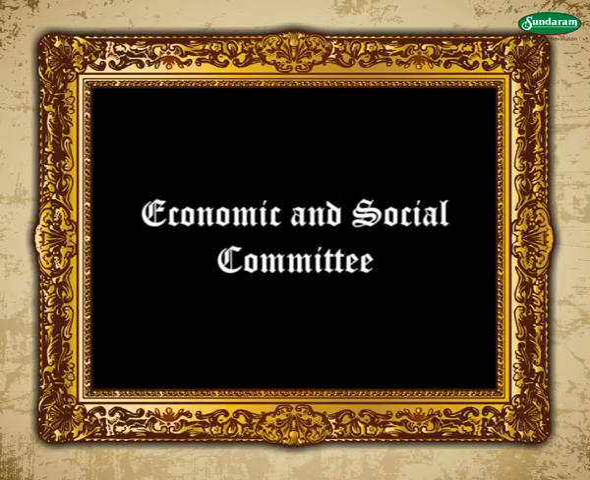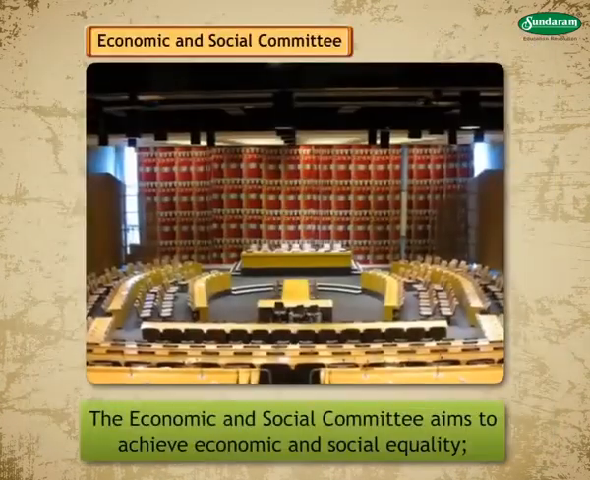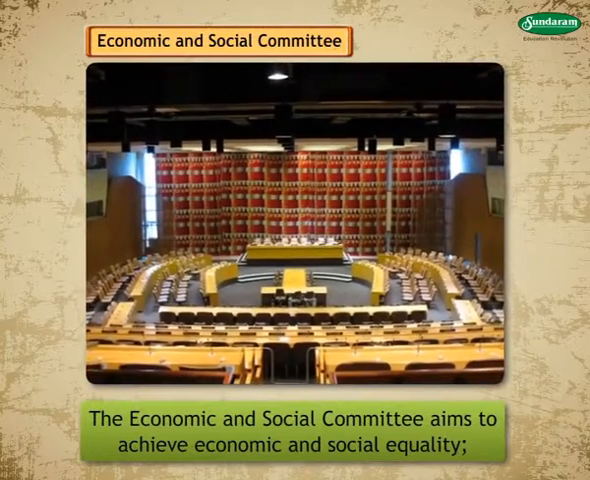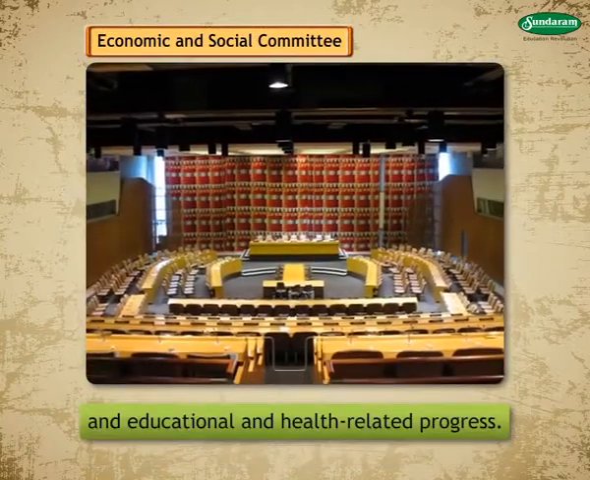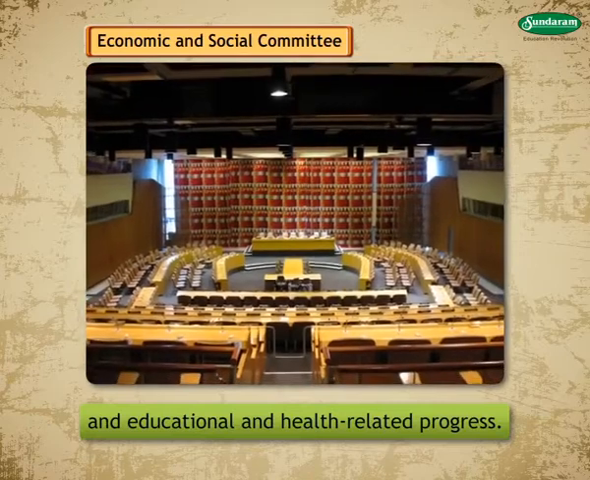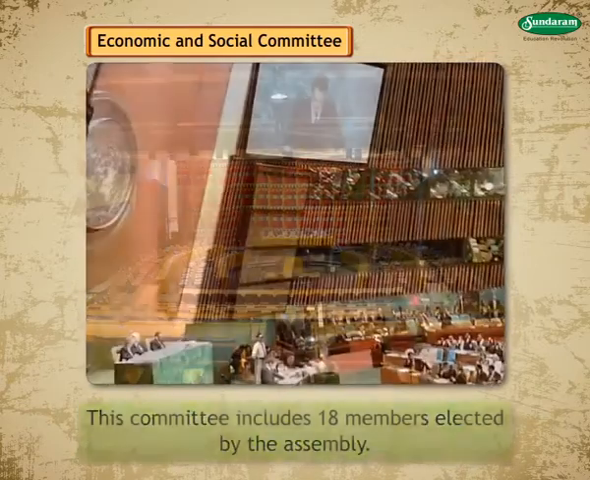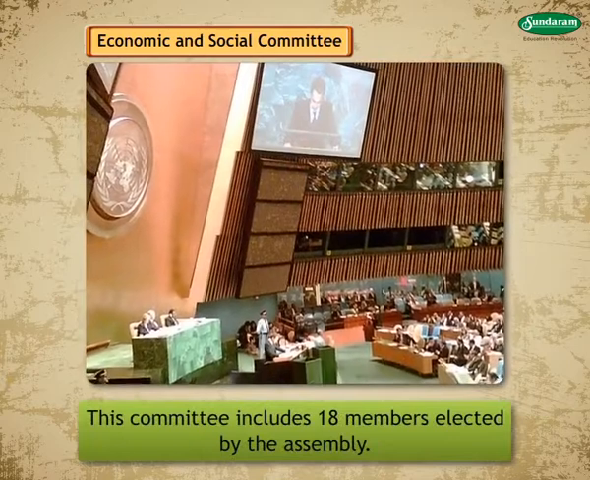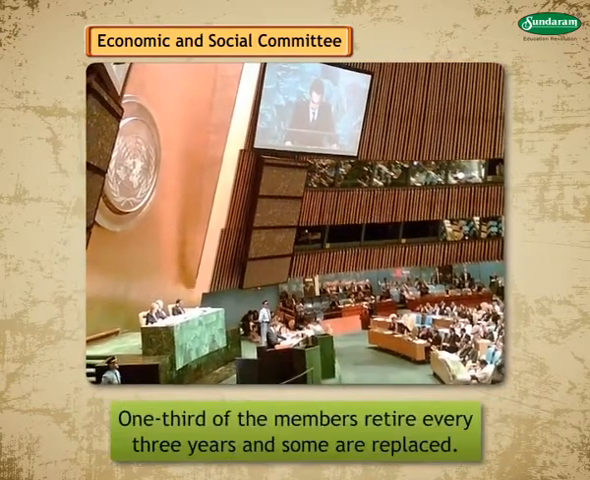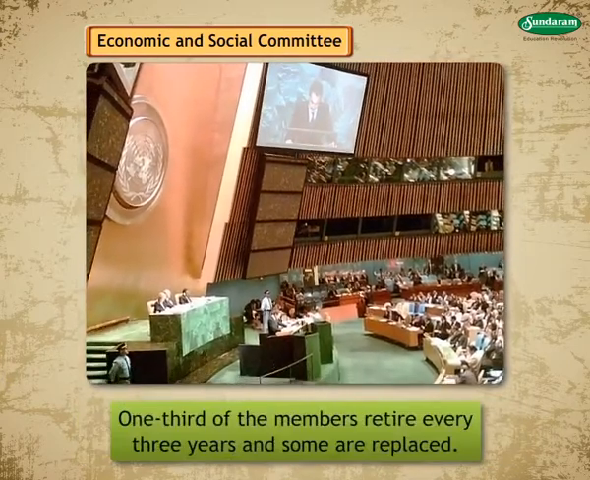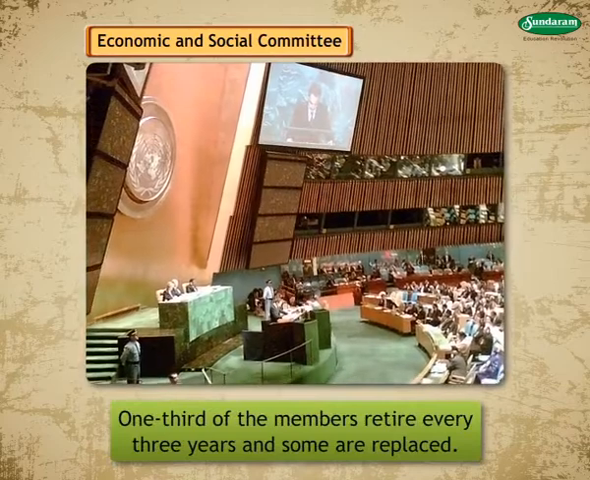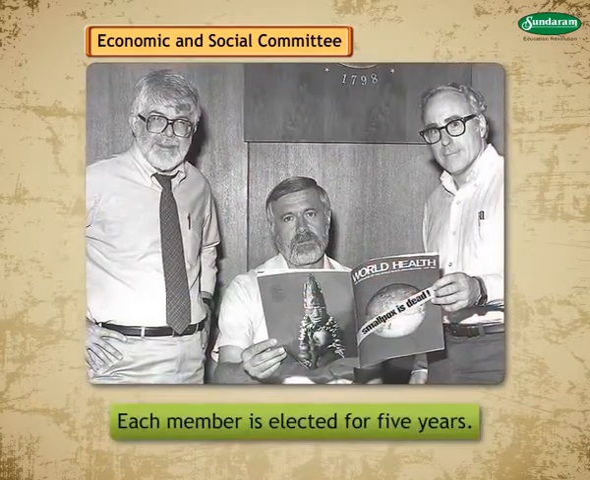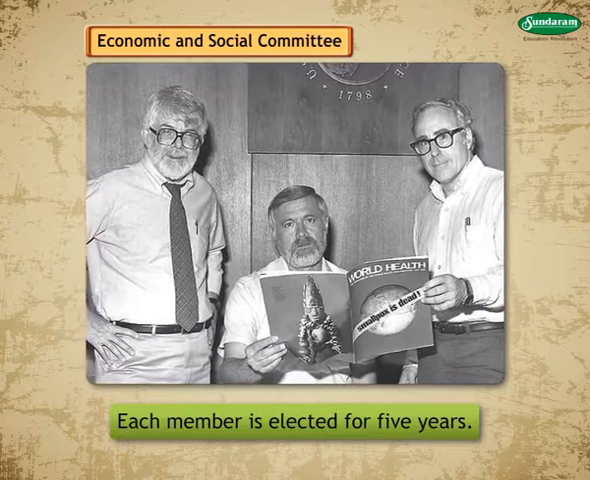Economic and Social Committee. The Economic and Social Committee aims to achieve economic and social equality and educational and health-related progress. This committee includes 18 members elected by the Assembly. 1/3 of the members retire every 3 years and some are replaced. Each member is elected for 5 years.